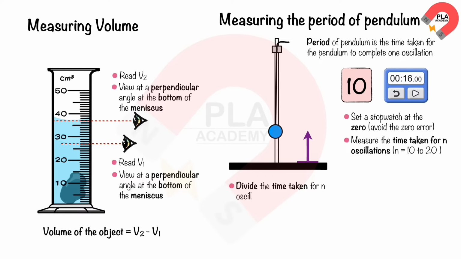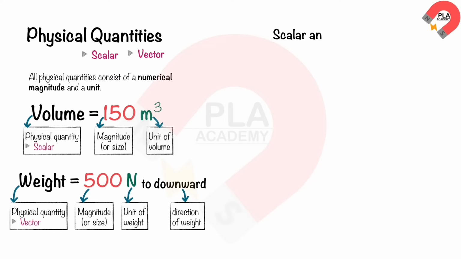The weight of 500 newtons. The weight is a physical quantity. It is a vector quantity, because it has both magnitude and direction. The value of 500 represents the numerical magnitude, or size, of the weight. The newton is the unit of weight. The direction of weight is always downward.